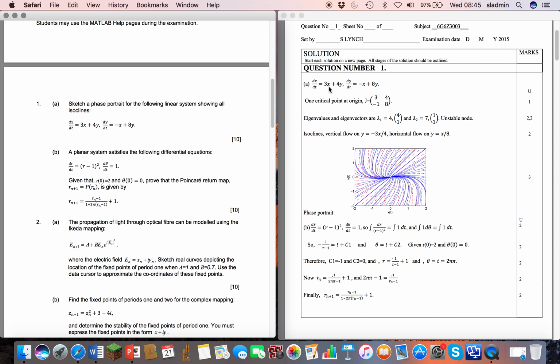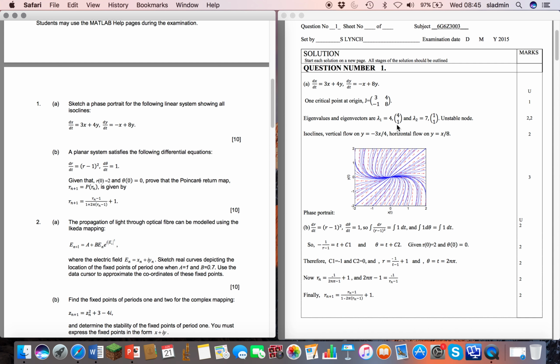So for 1 part A, here is our linear system. To find critical points, we solve dx dt equals dy dt equals 0. And you can easily see there's only one solution, and that's x is 0, y is 0. The Jacobian is given by 3, 4, and the second row is -1, 8. We can use MATLAB to find the eigenvalues and also the corresponding eigenvectors using [V, D] equals eig of A, or eig of J in this case.